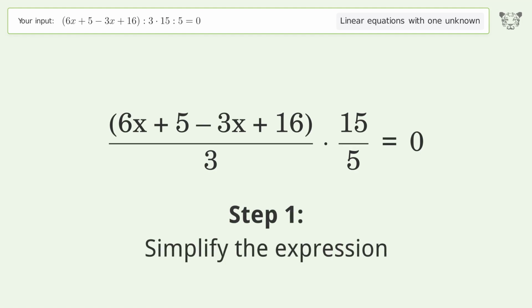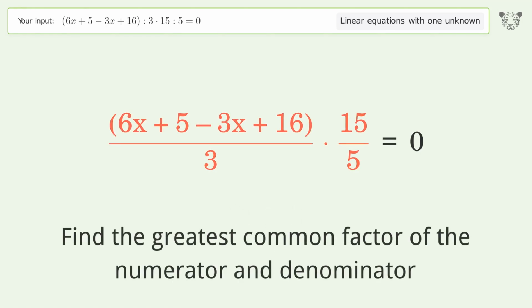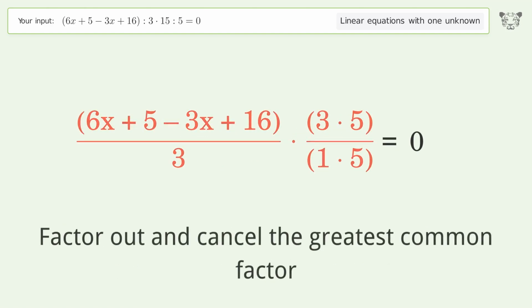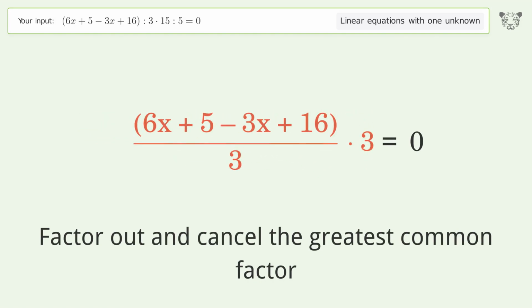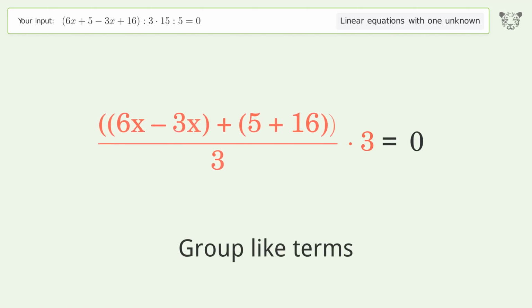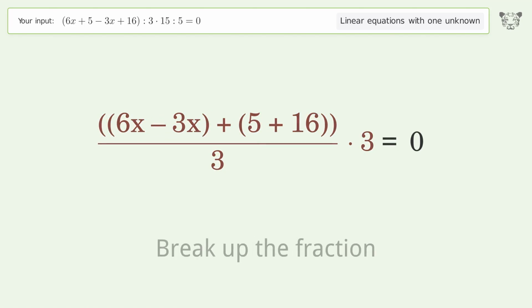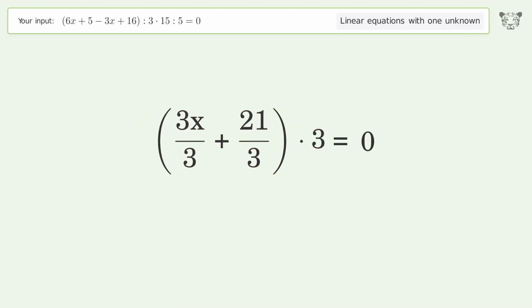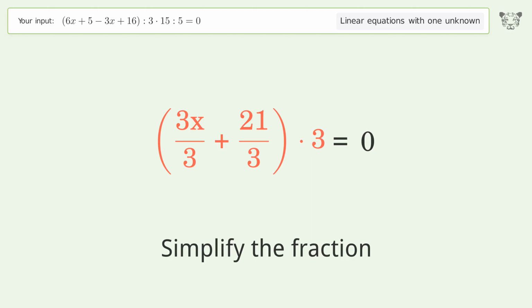Simplify the expression. Find the greatest common factor of the numerator and denominator. Factor out and cancel the greatest common factor. Group like terms. Break up the fraction. Simplify the fraction.